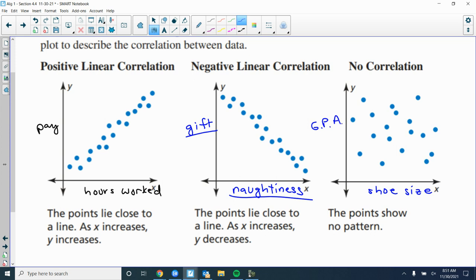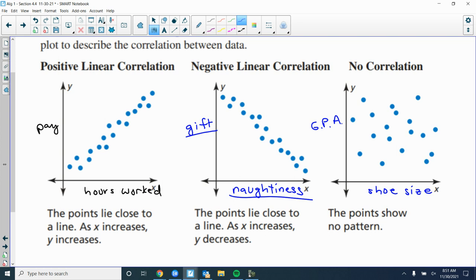Should those be related? No. No, they shouldn't. Hey, I wear a size 10, so you should have above a 3.0? No, it has absolutely no bearing. Okay, so things have no correlation, so there are things that do not affect one another.